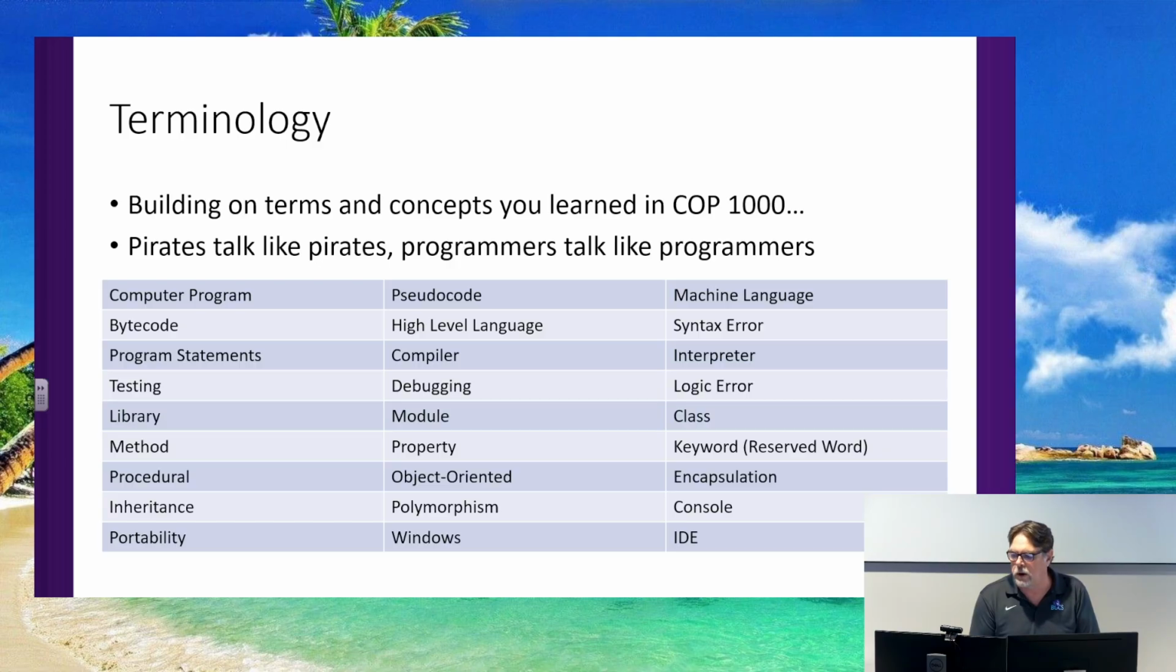Some of this we probably already got out of CLP 1000, so it's review hopefully. But some of this is going to be new as we start talking about a higher level language like Java as opposed to Python. Hopefully we're going to be doing more debugging. Java has a compiler as opposed to Python.